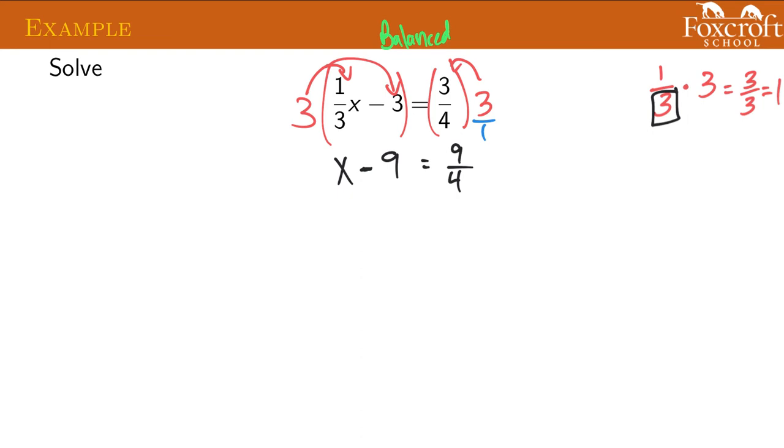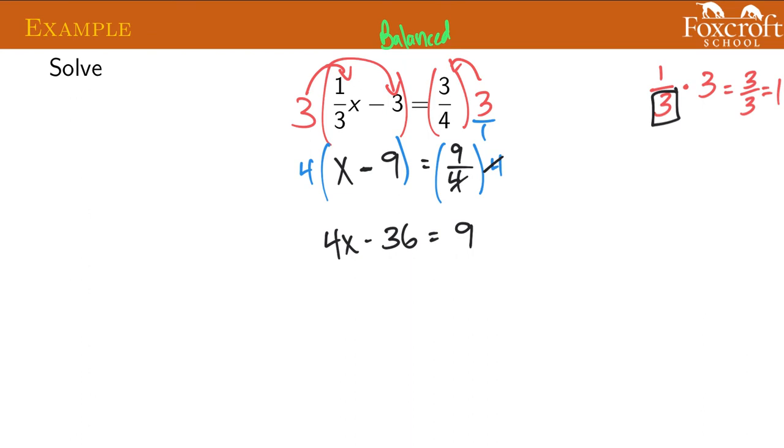I'm just going to do the same thing again. I'm going to multiply everything by 4. Because now, if I do that on the right-hand side, the 4's cancel, and I just get 9. On the left-hand side, 4 times x is 4x. 4 times 9 is 36. And now it looks just like the other examples we've done.